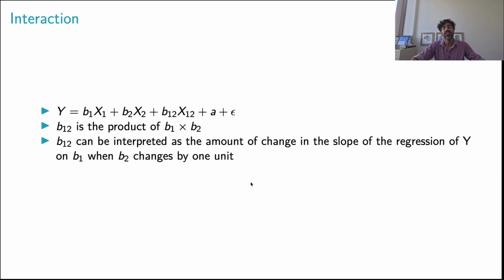So here it is in the equation that should be familiar to you in terms of a regression equation, multiple linear regression.